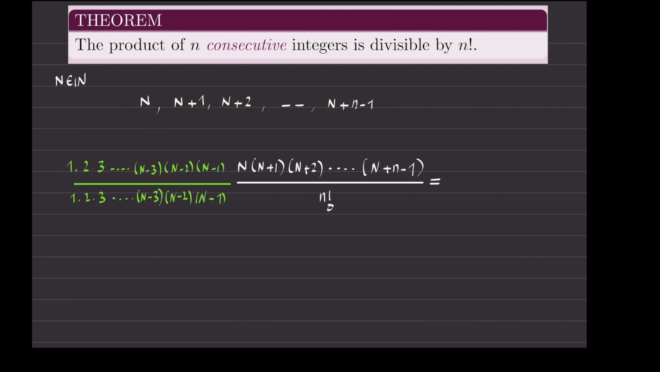Now what do I have in the numerator when I multiply them? I have number 1 multiplied by the next one, 2, multiplied by 3, up to n minus 1, then n, n plus 1, n plus 2, up to n plus n minus 1. So the numerator is nothing except the product of all natural numbers starting from 1 up to n plus n minus 1. So this becomes nothing except n plus n minus 1 factorial.